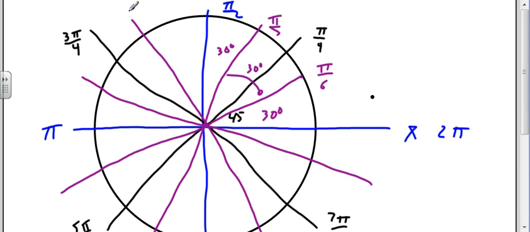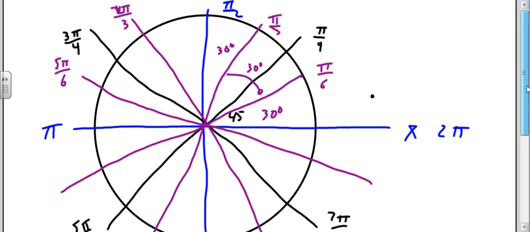And I got 2 pi over 6, 4 pi over 6, sorry. So I got pi over 6, pi over 3, pi over 2. This is 5 pi over 6 over here. That's 2 pi over 3. This is 2 pi over 3. That's what it is, 4 pi over 6, really.